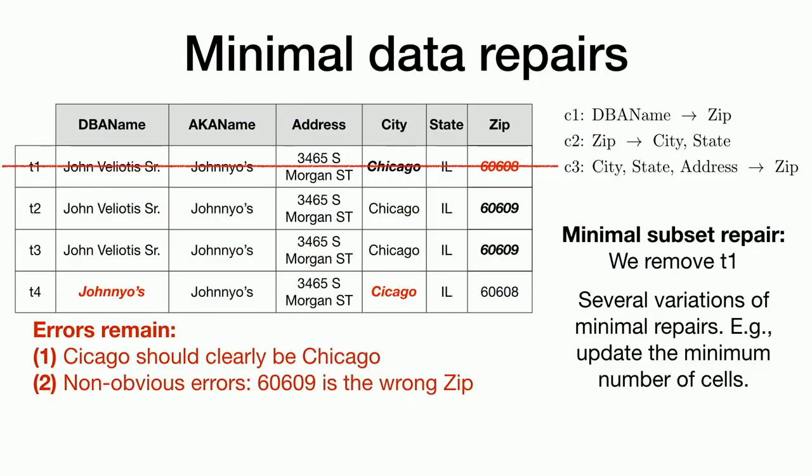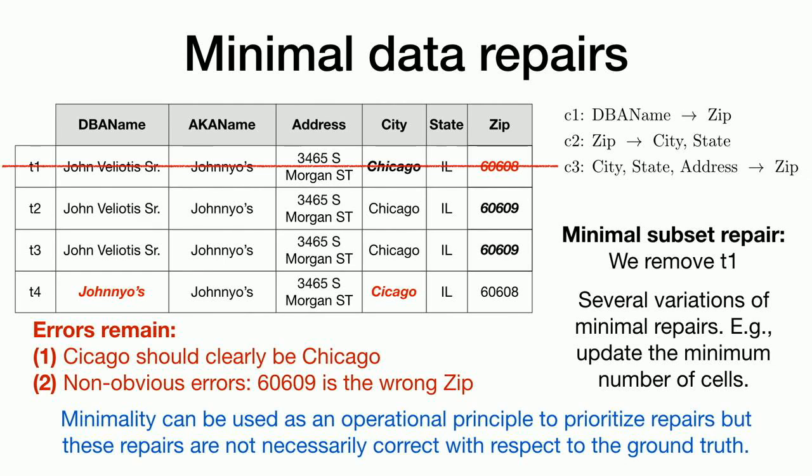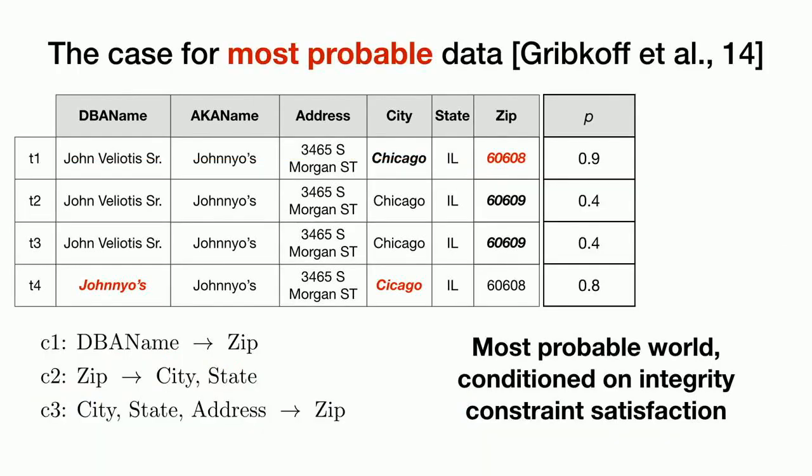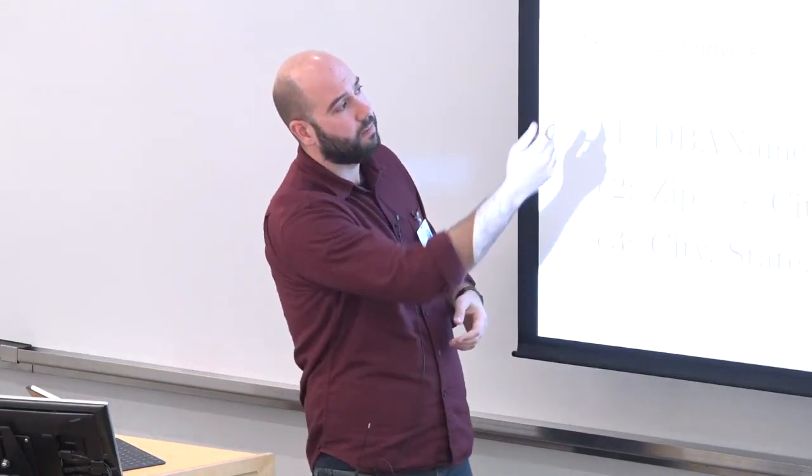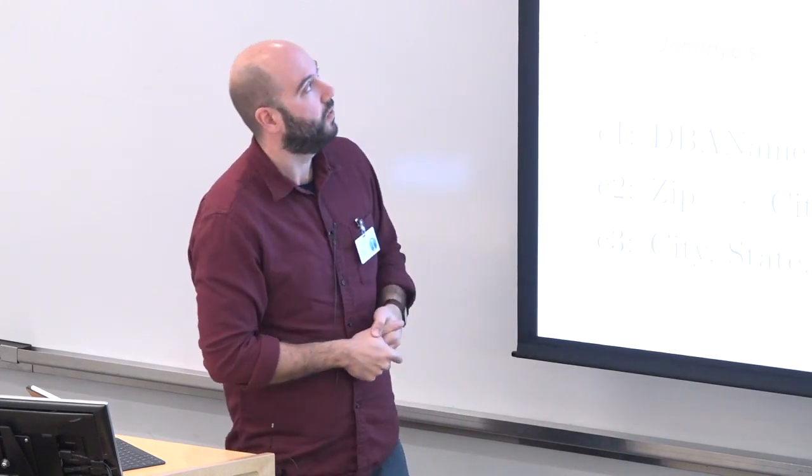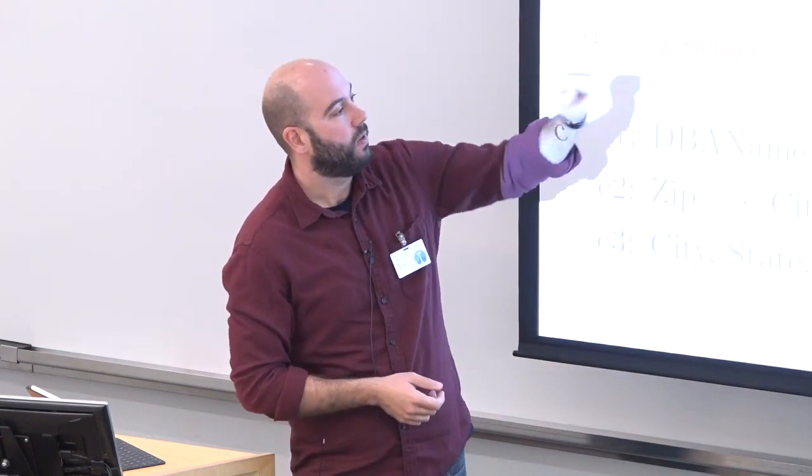And I can use different variations of this type of repair, but all of them will have similar problems. So people try to address this by going away from minimality into the land of statistics. They started thinking of these tuples as noisy observations of what the real tuples should be, and associate a probability with each of these tuples. For instance, the first one is correct, true, with probability 0.9, the third one with 0.4, and the last one with 0.8, and so on and so forth.